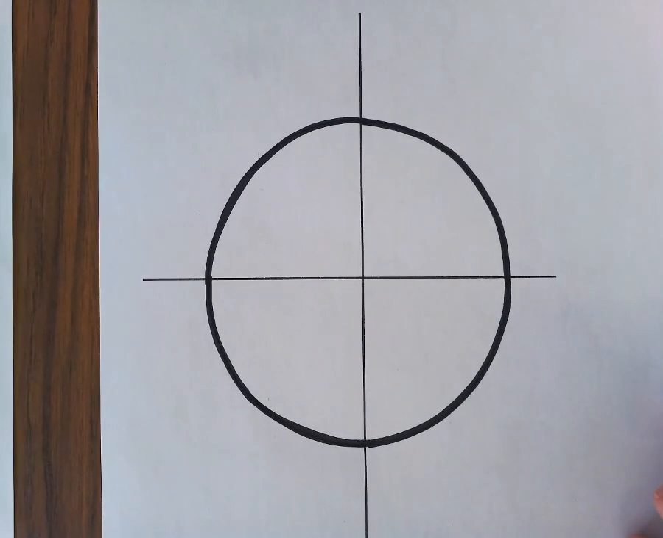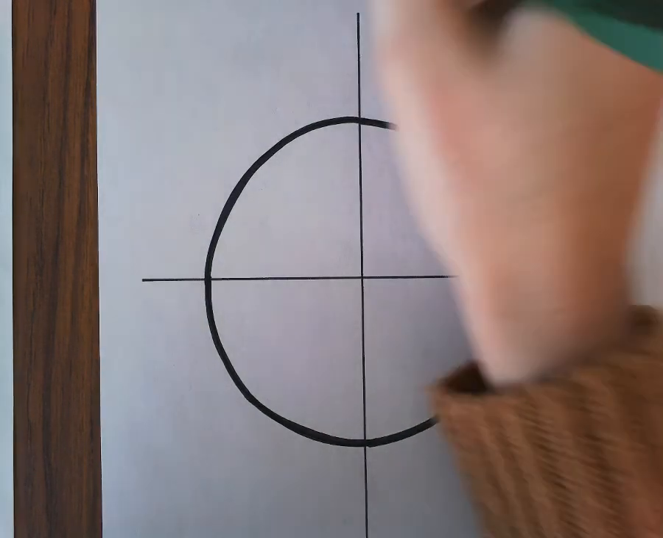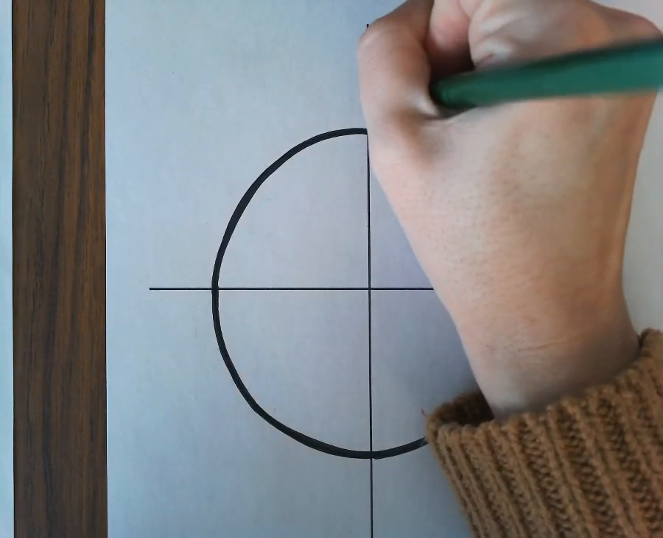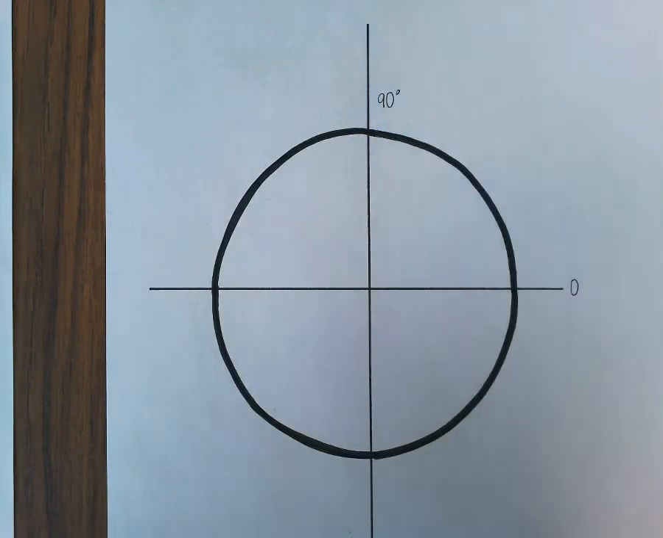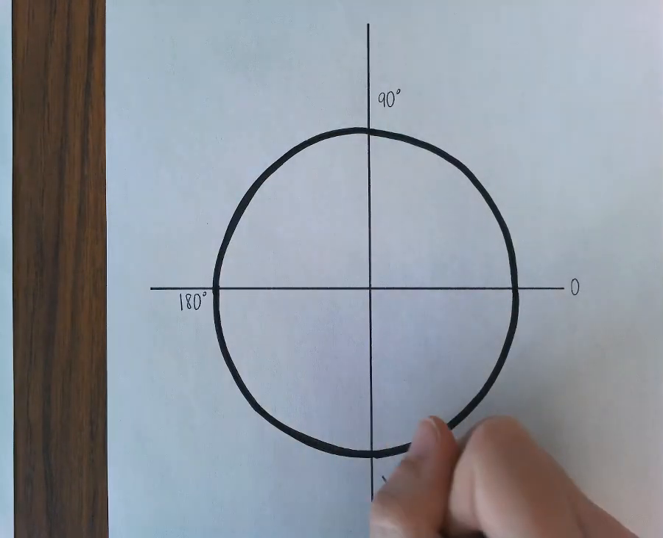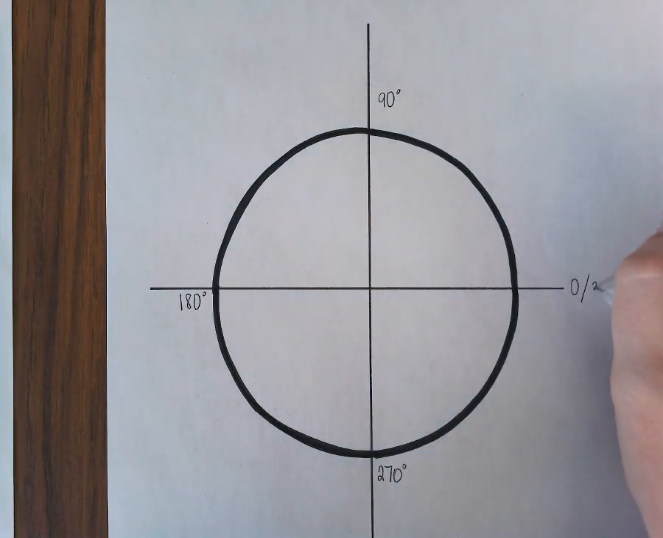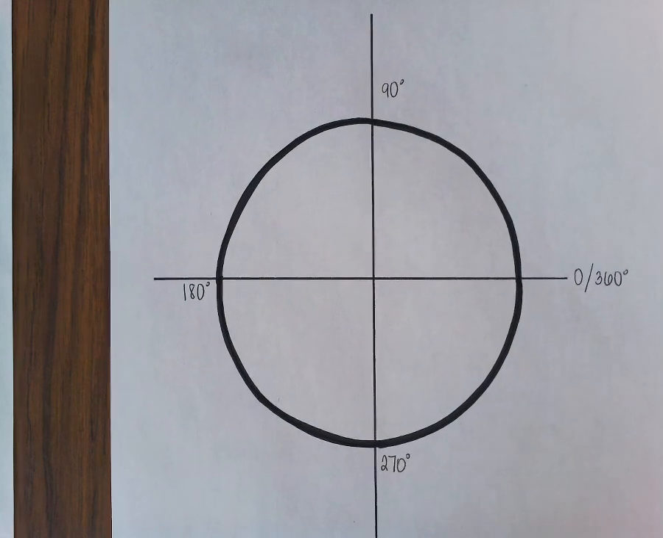I've got a blank circle, and what we know so far in terms of degrees is that this is 0 degrees. Up here is 90 degrees. Here is 180. Here is 270. And then this is also 360. Those are all measures that we know.